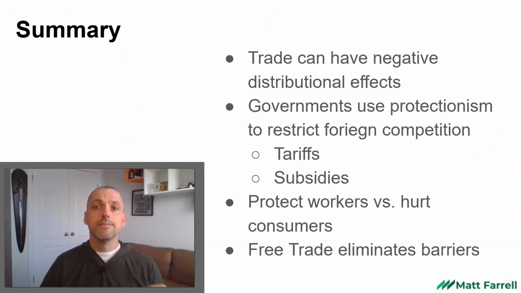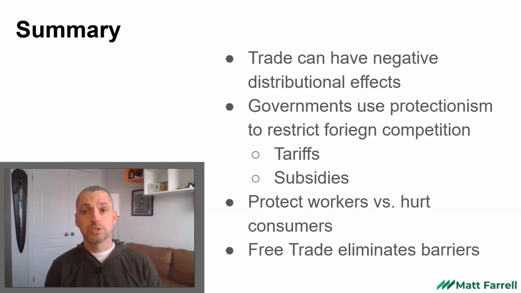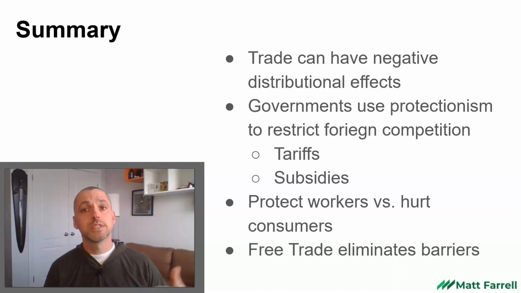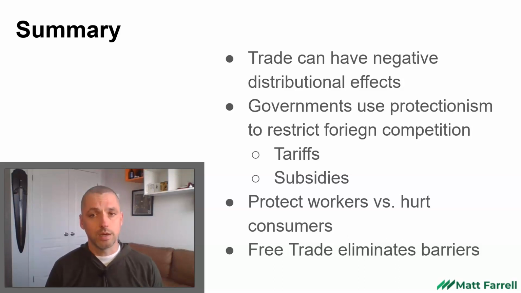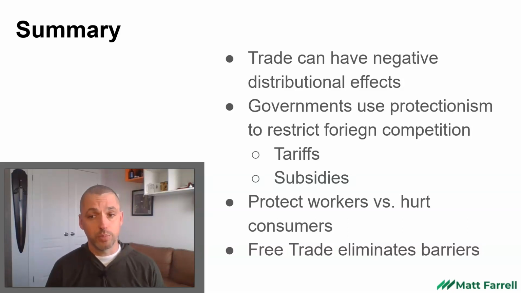So just in summary, trade can be good as it can increase productivity and global output, but there can be negative distributional effects. People lose their jobs. Government can use protectionism to try and protect those jobs and reduce the competitive pressures from foreign imports. They can use tariffs, which apply a tax to the imports coming into the country, or they can use subsidies to subsidize domestic industries and make them more competitive. Obviously, this can protect workers. It can be good to protect domestic industries, but it can hurt consumers because it's restricting them from accessing foreign imports that might be cheaper. Free trade works to eliminate those barriers.